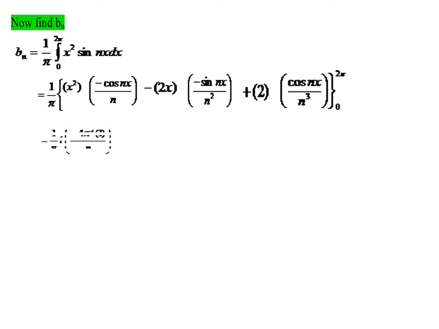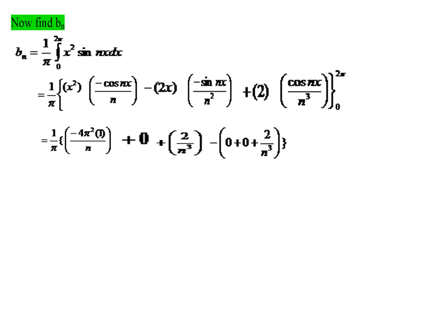Now let us apply the limit. 1 by pi. The upper limit: wherever x comes, you have to substitute 2 pi. So it's going to be minus 4 pi squared into 1, because cos 2n pi, we just saw, is going to be 1, by n, minus 0. Why 0? Because sin 2n pi is going to be 0. So this term is going to be minus into minus, so plus 0, plus 2 into 1, because cos 2n pi is going to be 1, divided by n cube. So this is the upper limit.